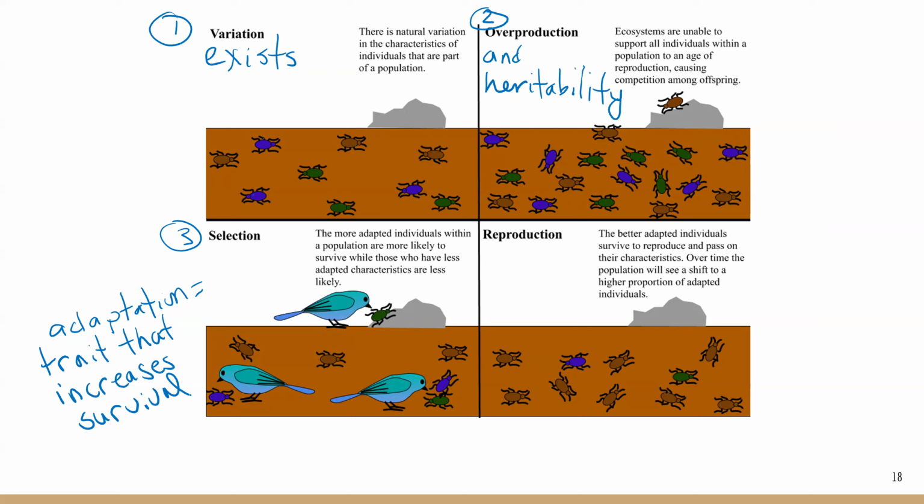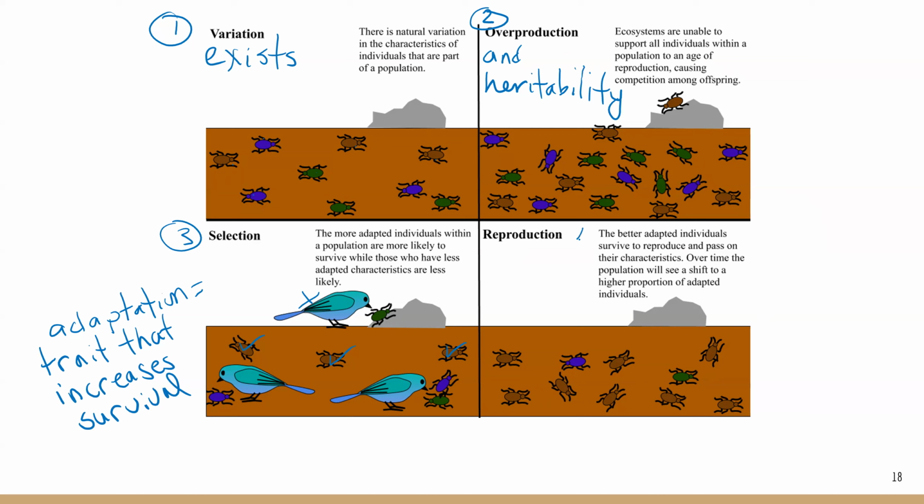So in this case, let's say that this bird moved into the area. This bird that didn't exist in this area before migrates into this area, and it prefers to eat these bugs. But the bugs that are brown are better adapted to their environment, and the bird will tend to eat the green and the blue bugs because it can see them. So the ones that are better adapted, which are these brown bugs, are more likely to survive, and the ones that are less adapted are less likely.